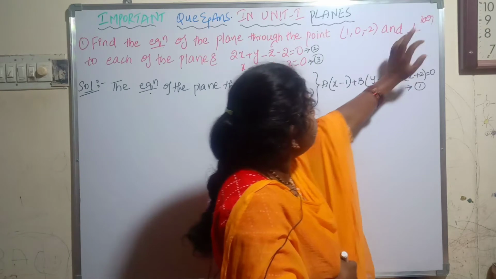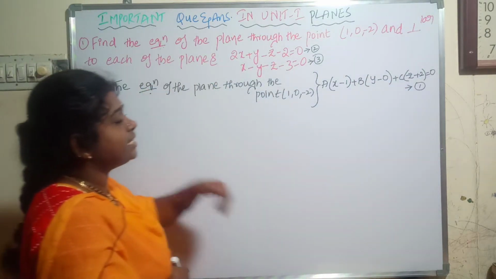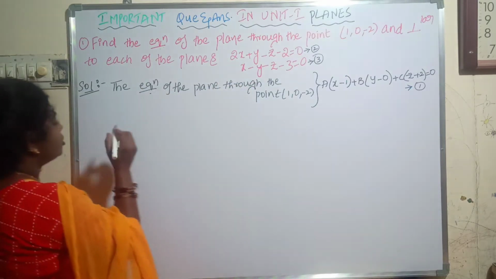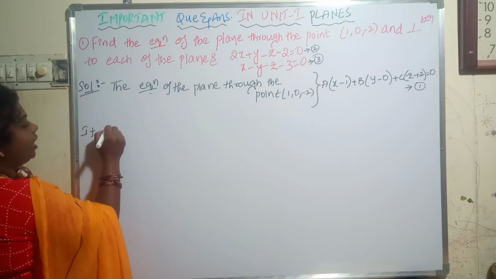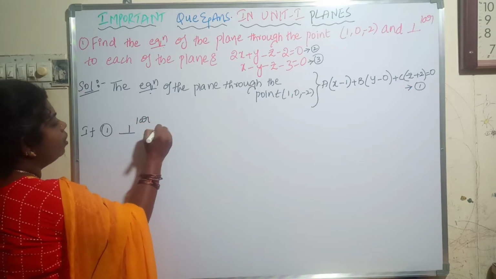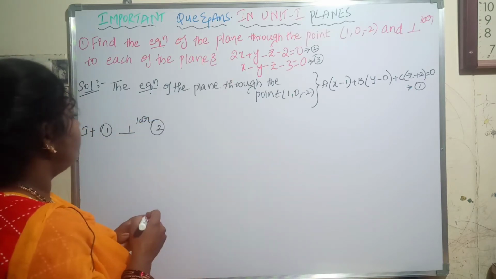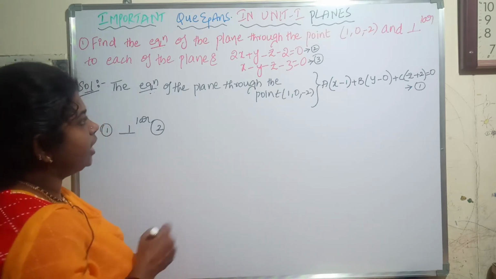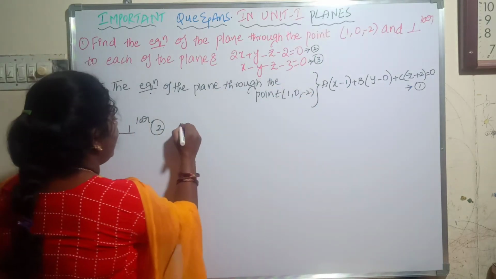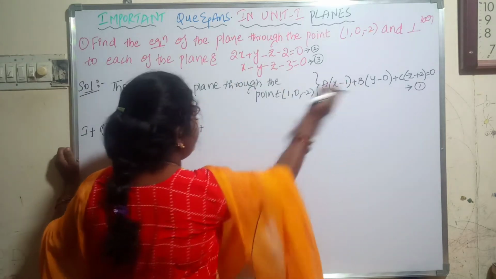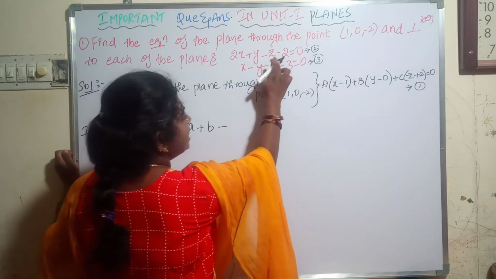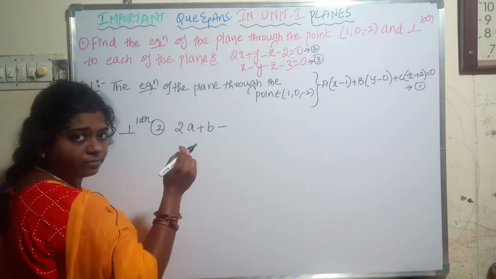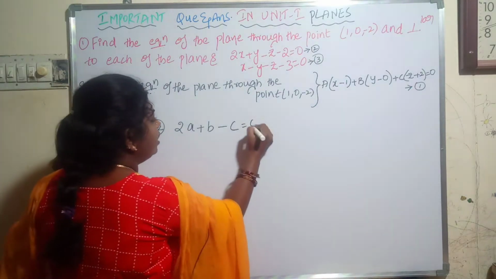And this is perpendicular to each of the planes, meaning equation 1 is perpendicular to planes 2 and 3. If equation 1 is perpendicular to the second plane, the perpendicularity condition is a1a2 + b1b2 + c1c2 = 0. So it will become 2a + b - c = 0.